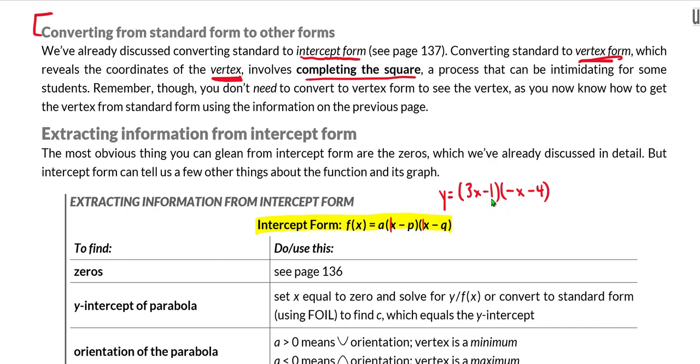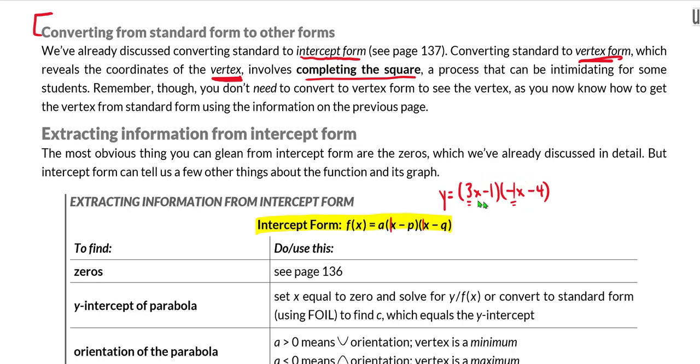Yes, it is true that you can very quickly get your intercepts from this form by some of the strategies we talked about back on page 136. But in order to convert all of this into intercept form, we would need to factor the 3 out of this first factor, and we would need to factor a negative 1 out of the second factor in order to get this in pure intercept form.